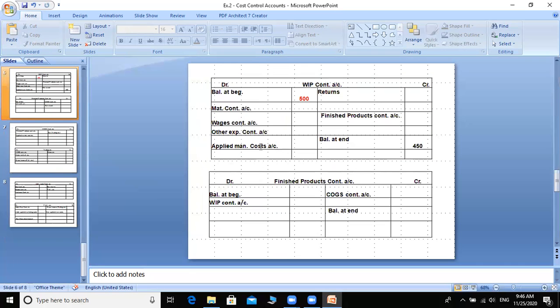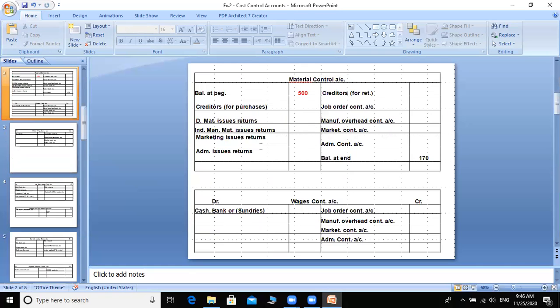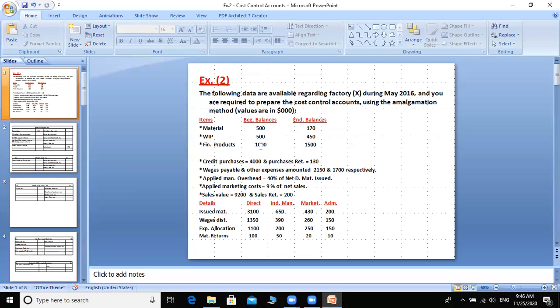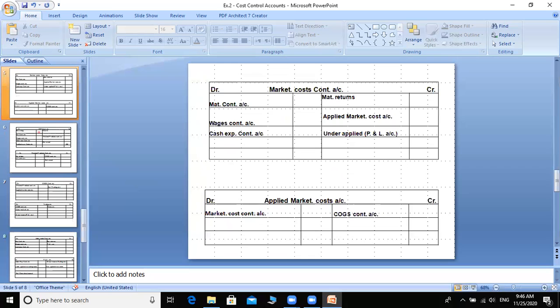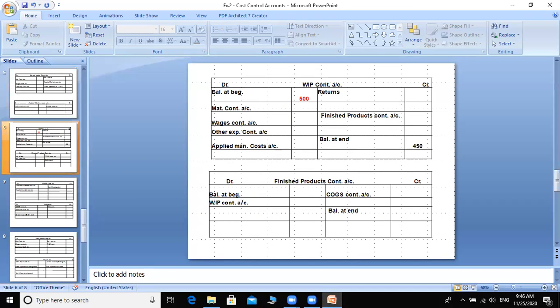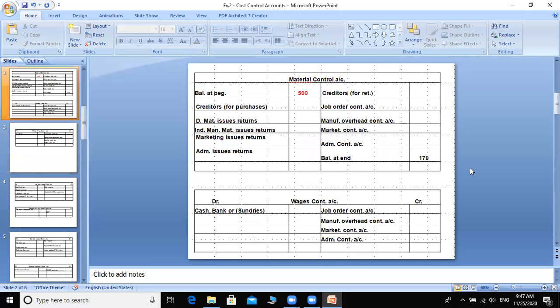No problem. The finished product, I have 1,000 at beginning, 1,500 at end. Okay, finished product, balance at beginning 1,000, balance at end 1,500. Okay, so the balances are recorded in the 3 accounts: material, work in process, finished product. This is the work in process, this is the finished products, then this is the material account, beginning and ending.